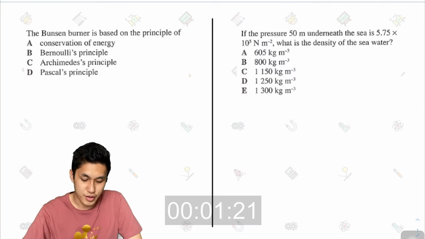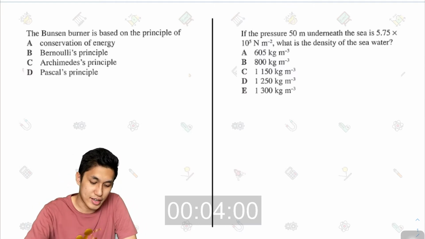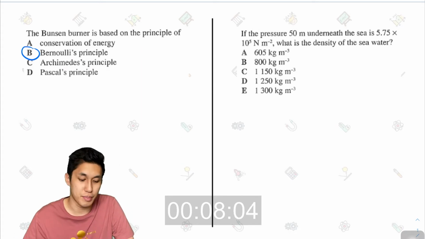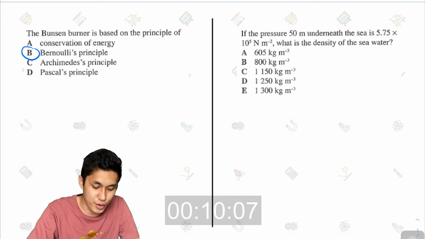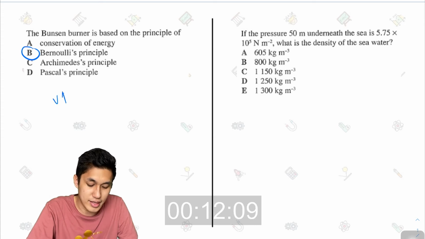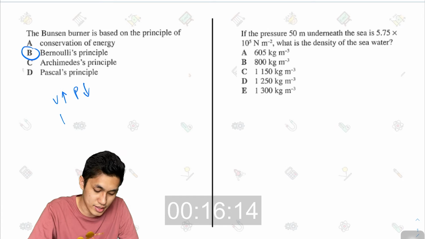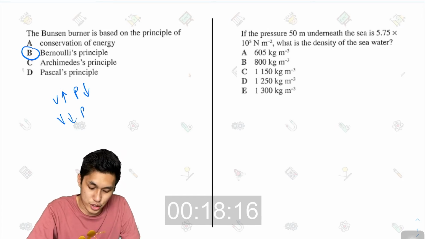The Bunsen burner is based on the principle of, the answer here will be Bernoulli's principle, right? In very simple terms, Bernoulli's principle states that in a steady flow of fluid, as the velocity increases, the pressure would drop, and as the velocity decreases, the pressure would rise.